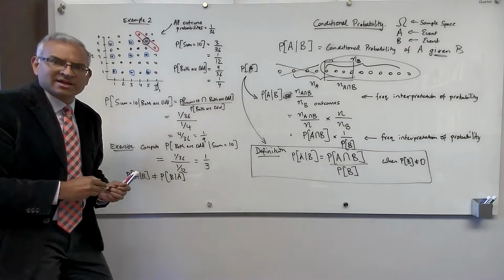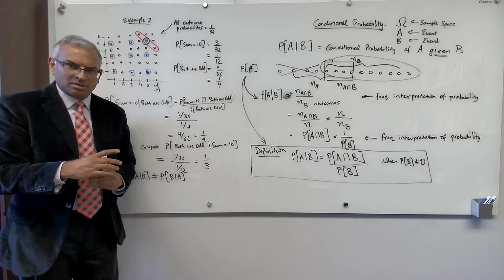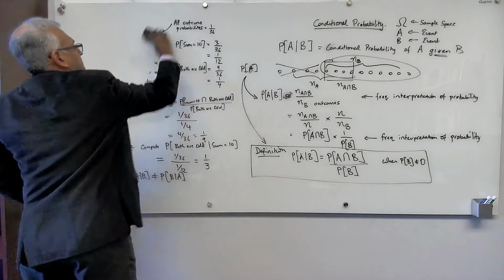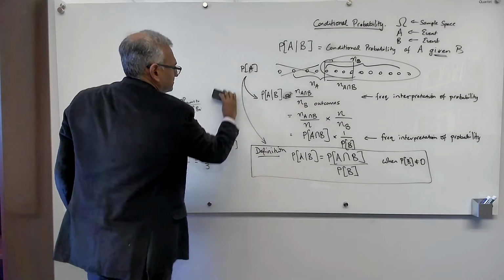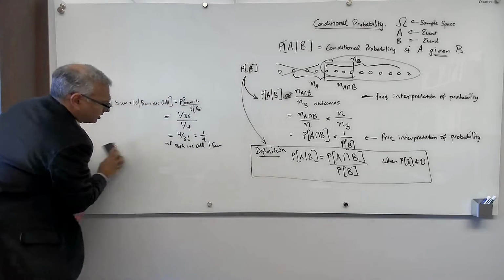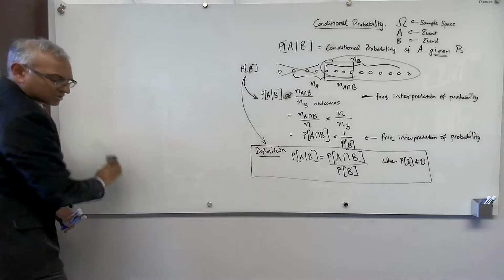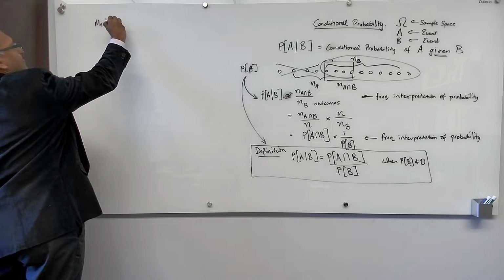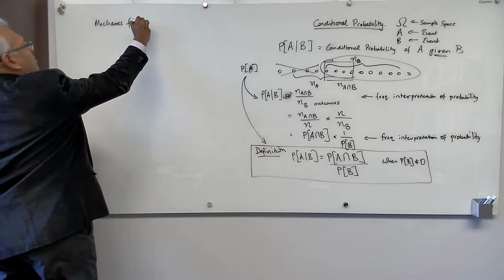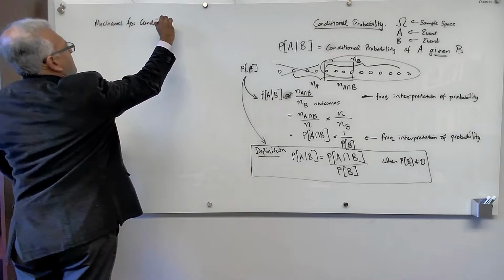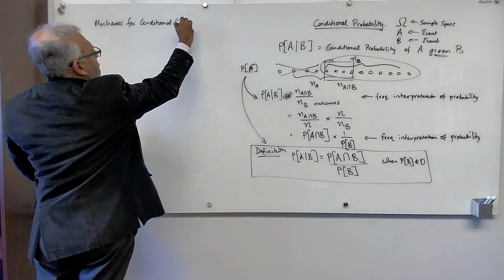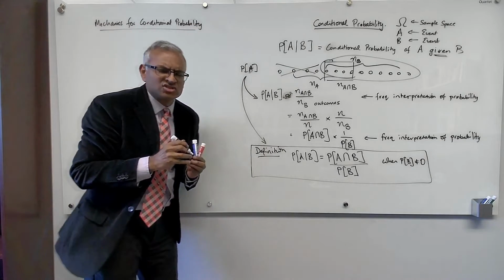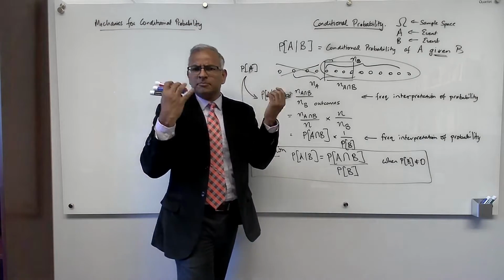Now let's summarize the mechanics for computing a conditional probability. Let's erase, and compute and summarize the mechanics for conditional probability. It's not very different, and not much more complicated than computing a probability.